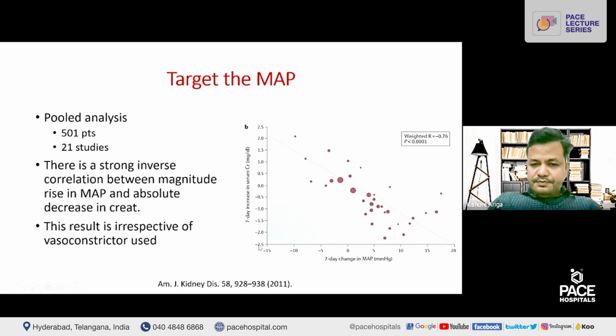Here on the x-axis we can see the 7-day change in the mean arterial pressure. On the y-axis there is the 7-day change in the serum creatinine. So if there is an increase in the MAP of more than 10 to 15, we can see there is a decrease in the creatinine. So the magnitude of change of MAP correlates with the magnitude of change of the creatinine.